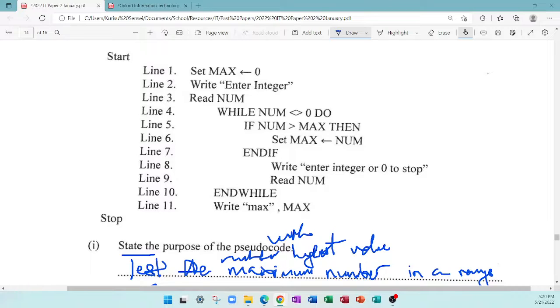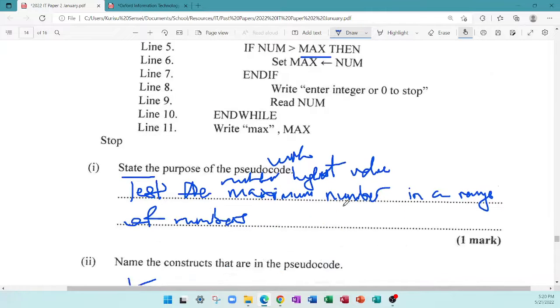Sorry, yeah, a number. No, max and num. Good. Those are the two variables that we have. We have num and we have max. Those are the only two that we have. Good.